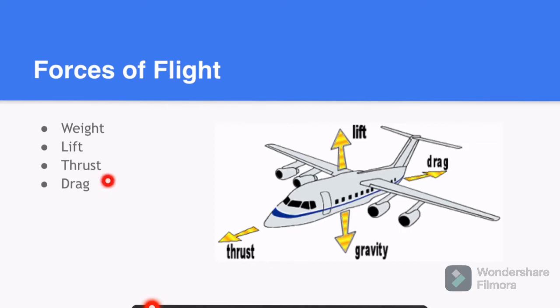The last one is drag. Drag is the force that acts opposite to the direction of motion. What is my direction of motion? It is from this to this one, the direction of thrust. Drag tends to slow down the flying machine, and it is basically caused by friction and the difference in air pressure.